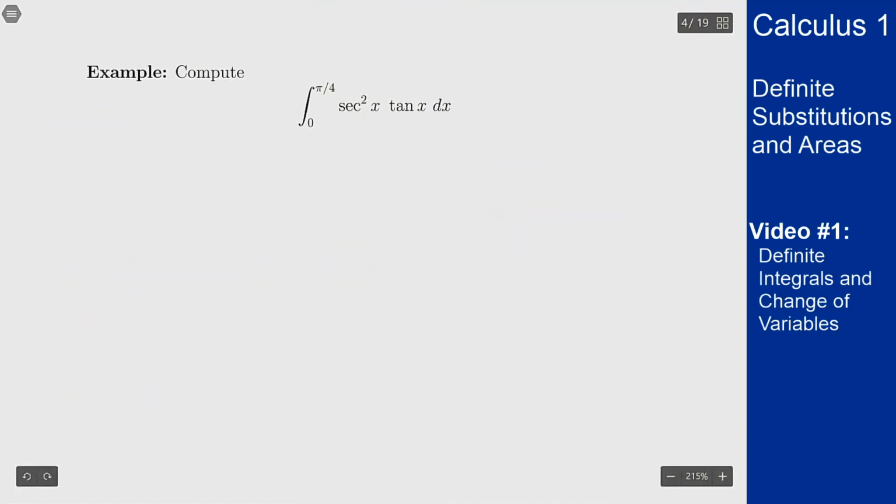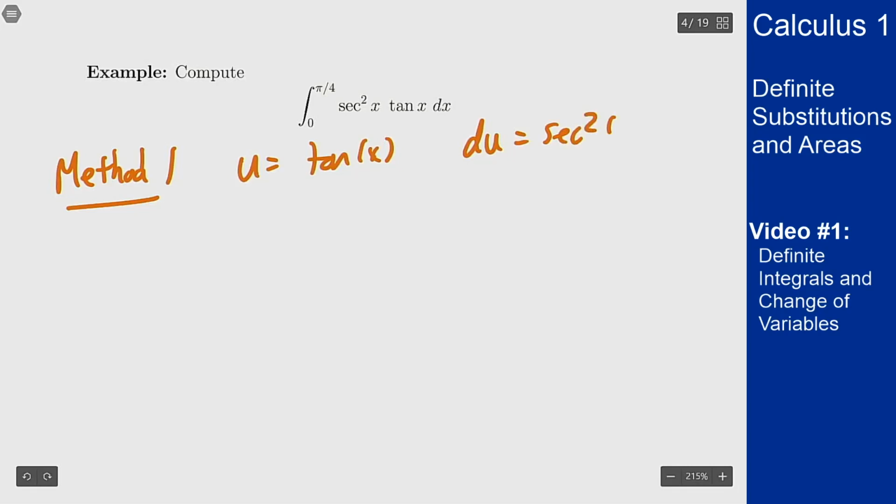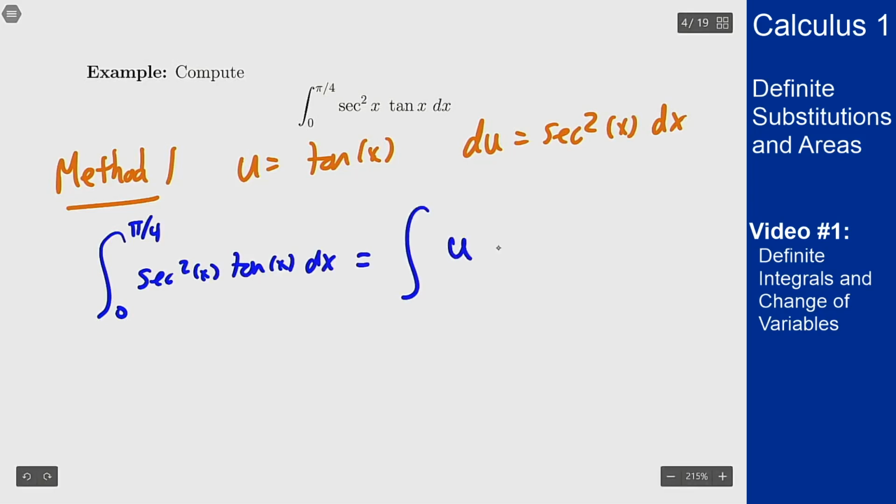So first method, we're going to set u to be tangent of x, which means du is secant squared of x dx, which I see in my problem. Then this integral becomes what? It becomes the integral of u du from what bounds? Well, tangent of 0 is 0, tangent of pi over 4 is 1. So I get u squared over 2 from 0 to 1, or 1/2.